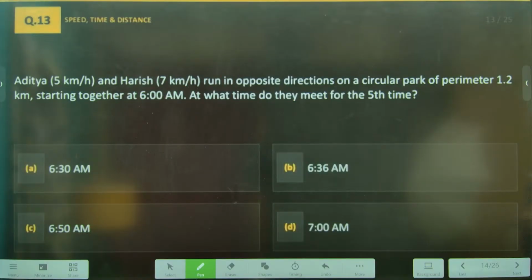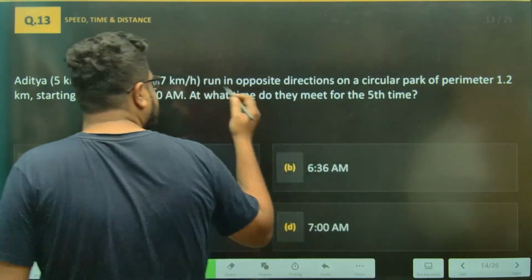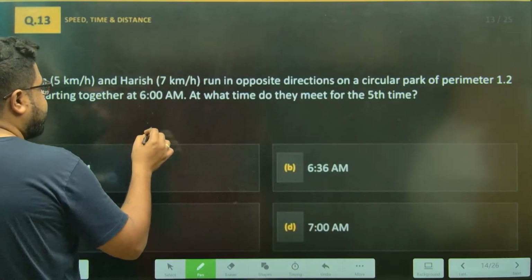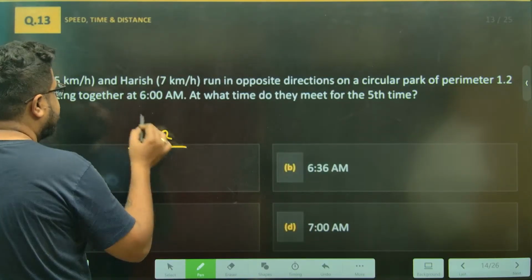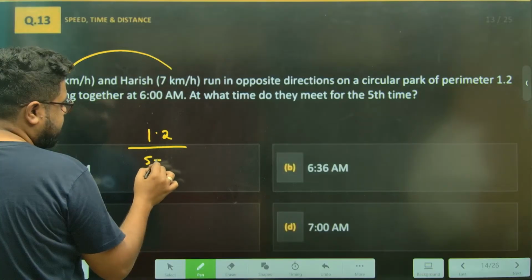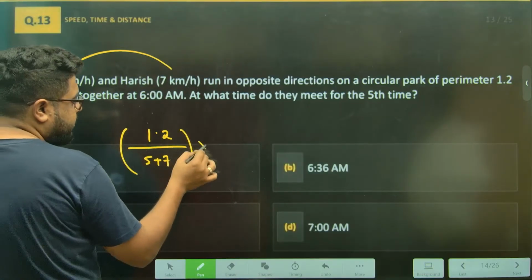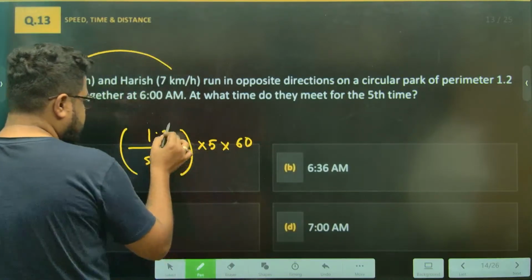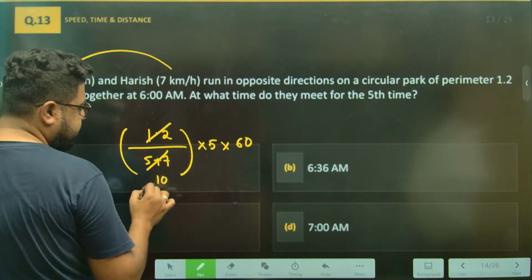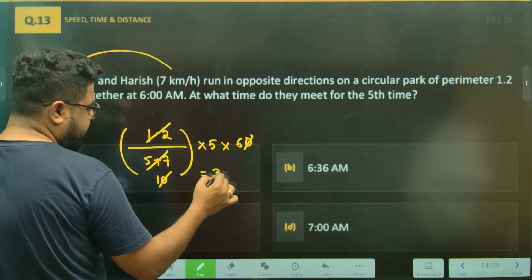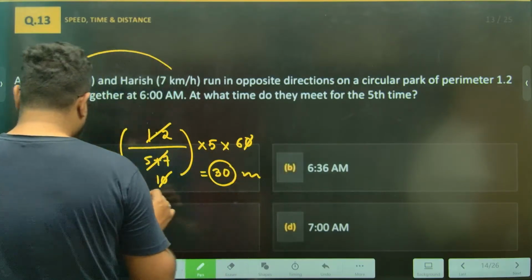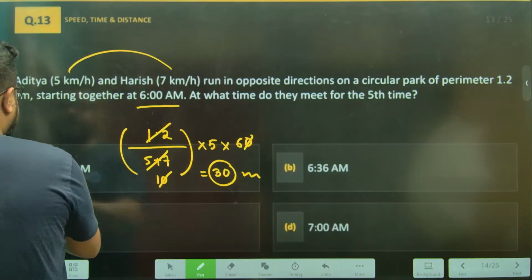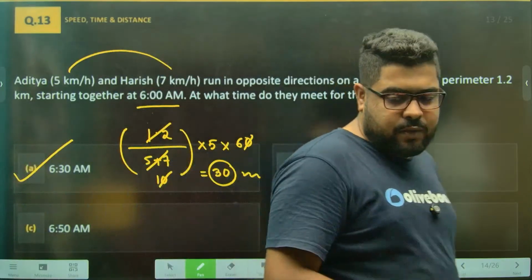Aditya and Harish run in opposite directions in a circular park of perimeter 1.2 kilometer. Sir, what time do they meet? Sir, first of all, if they're running in the opposite direction, relative speed will be plus, 1.2 kilometer by their relative speed, which is 5 plus 7. This is for the first time. Fifth time will be into 5. And minutes I need to convert, minutes meaning into 60. This is 10, sir. So they will meet the fifth time after 30 minutes. So if they start at 6 a.m., they will meet at 6:30, which is option number A.